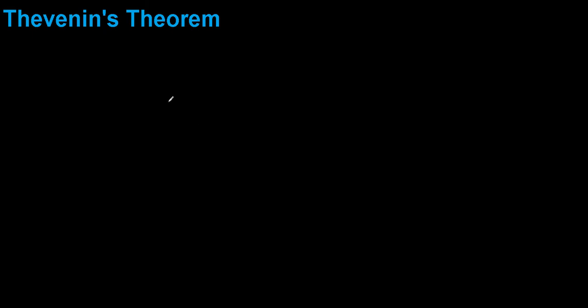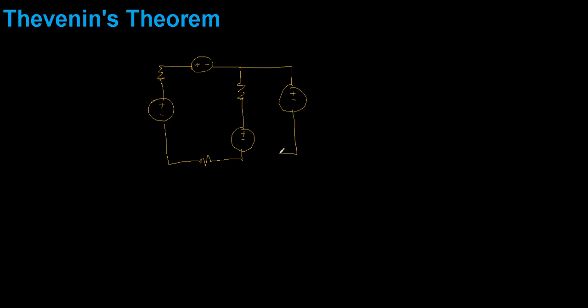Let's suppose we have a very complicated circuit. For example, we have a few voltage sources, resistors, more voltage sources, and so on. We have a very complicated circuit. For example, another voltage source here, and so on. And what we want to do is to replace this circuit with a much simpler circuit.